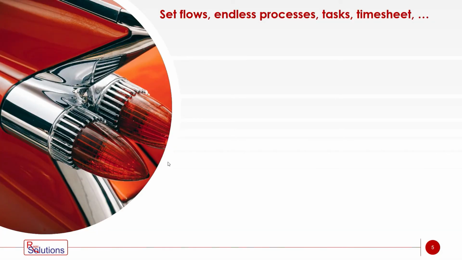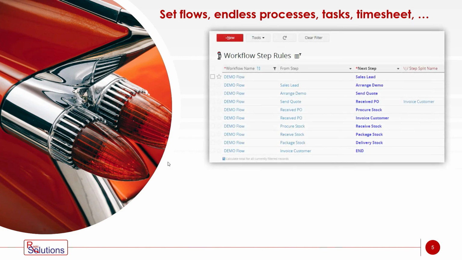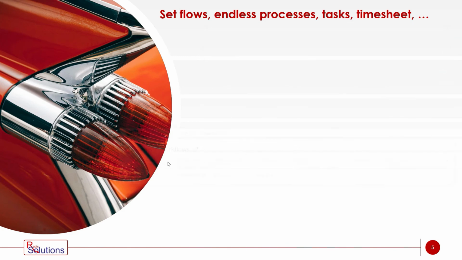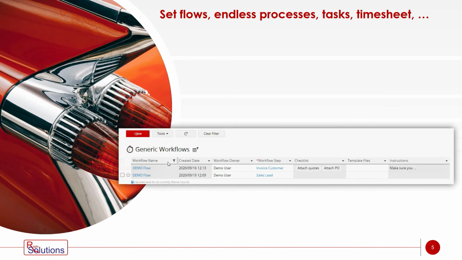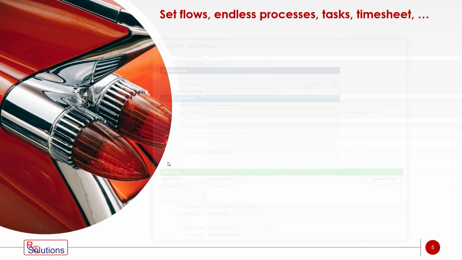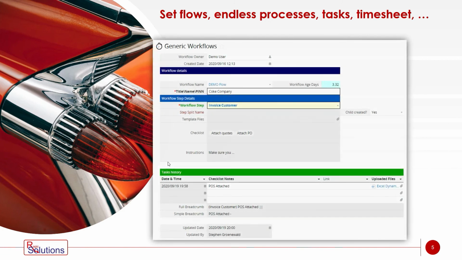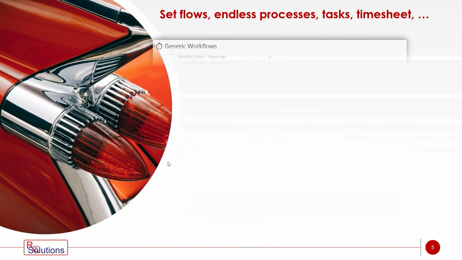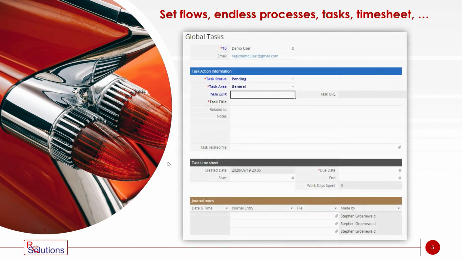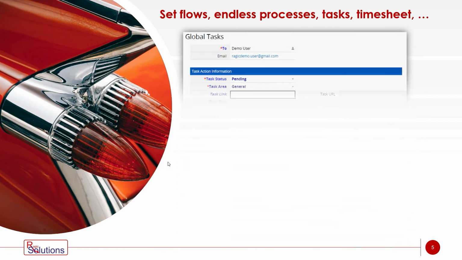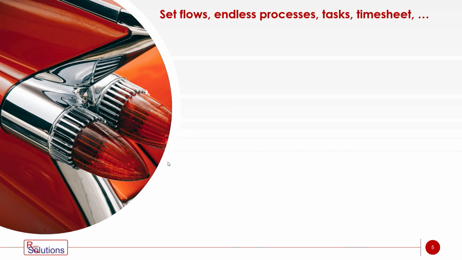So we've got set workflows, endless processes, tasks. You can assign each of the steps as a separate task or multiple tasks to different people. Within there's timesheet management and recording. So for instance, here are some of the workflow rules inside Ragic. Here are some of the generic workflows that somebody might be following. Here we've got the generic workflow record itself, so you can see how we record everything in there. We've got the global tasks, where we assign tasks against each of the steps in the workflow. So it's very, very rich and very easy to implement inside your business.